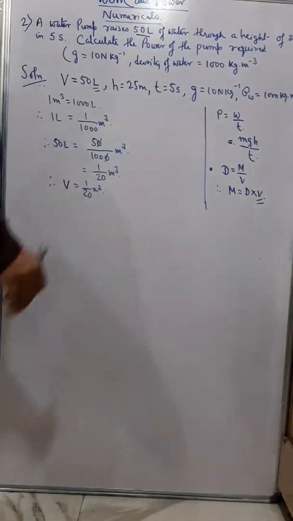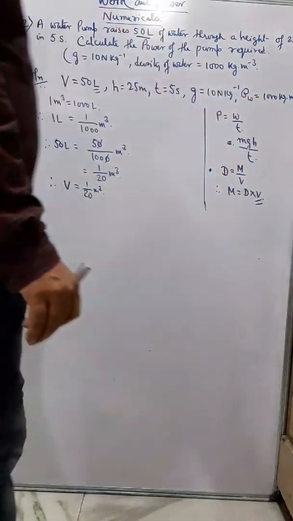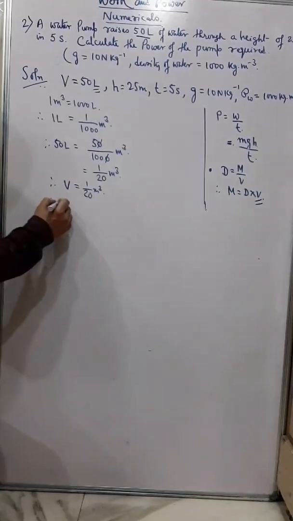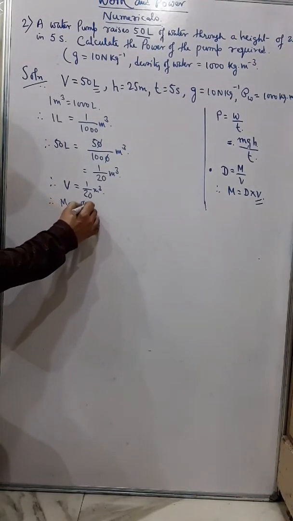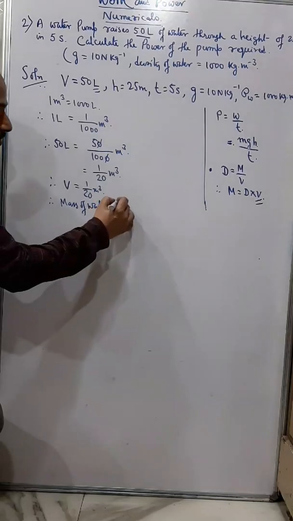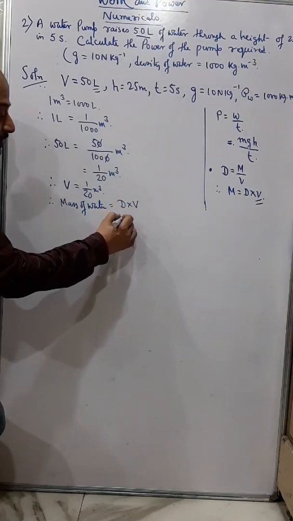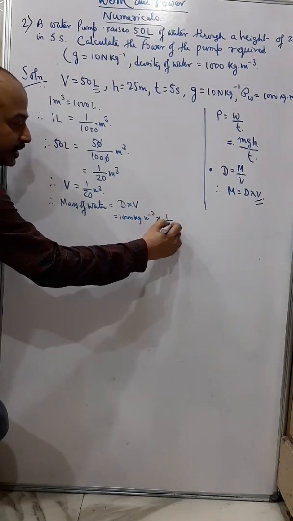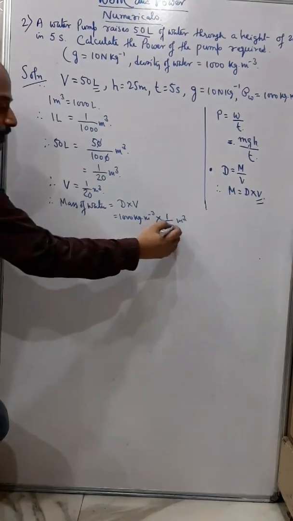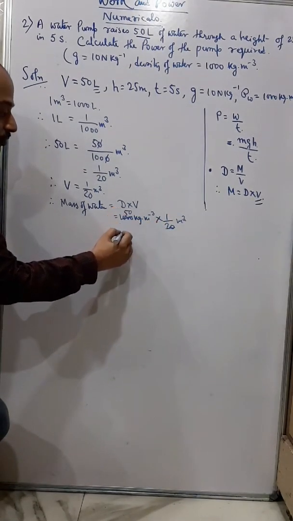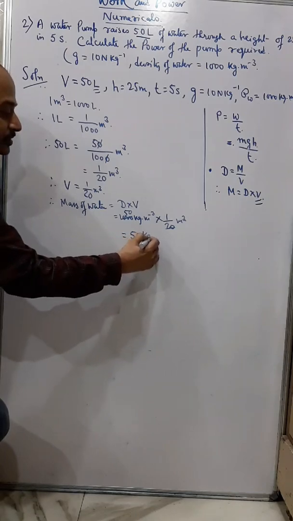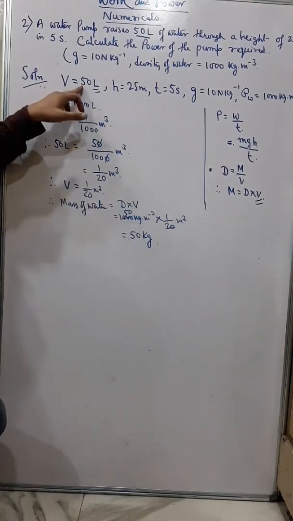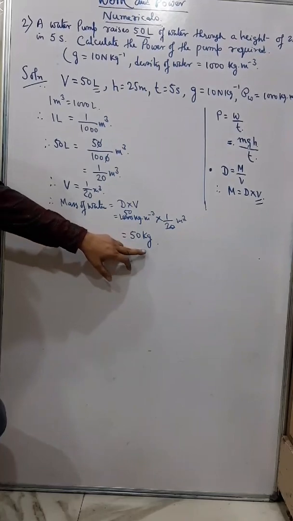So now we can get mass, and we can put here mass means density into volume, and therefore from here we can calculate the mass of water. Now mass of water is equal to density of water into volume. Density is given 1000 kg per meter cube, and volume is given 1 by 20 meter cube. And finally we got the mass of water as 50 kg. Okay, so that means the volume of water was 50 liter and the mass of water is 50 kg.